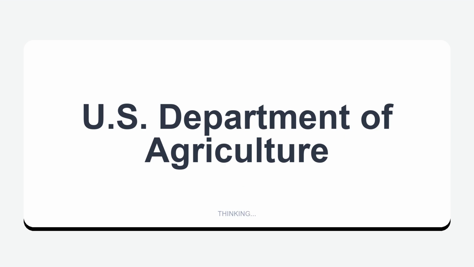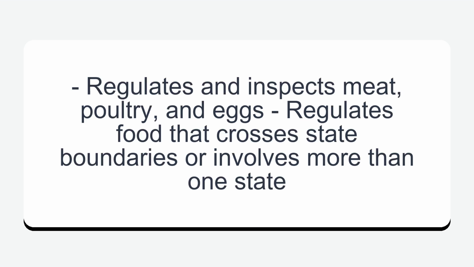U.S. Department of Agriculture. Regulates and inspects meat, poultry, and eggs. Regulates food that crosses state boundaries or involves more than one state.